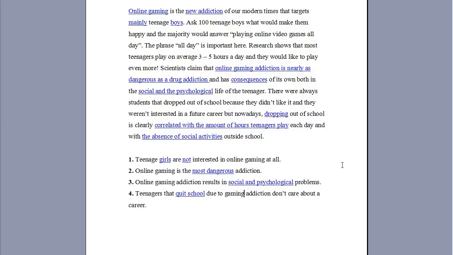And now let's move on to the last one. Teenagers that quit school due to gaming addiction do not care about a career. Okay. Sometimes you may underline keywords that aren't going to help you because you don't know the statements beforehand, okay? But it doesn't matter. I don't want you to be confused by that. Still, they're going to help you a little bit to locate answers, okay? We know that we're going to find the answer to this statement at the end of the text, more or less. So, let's read the last section a little bit better.